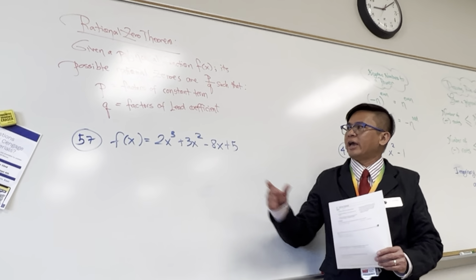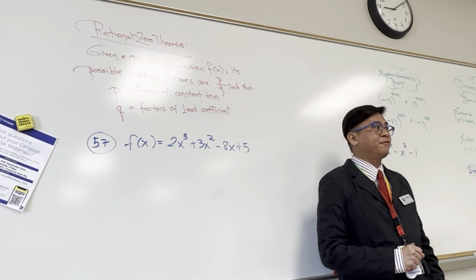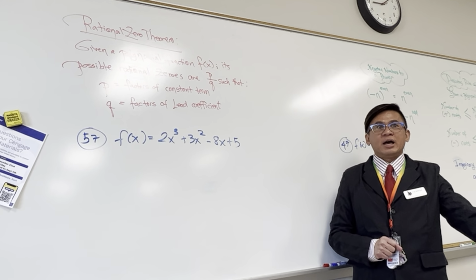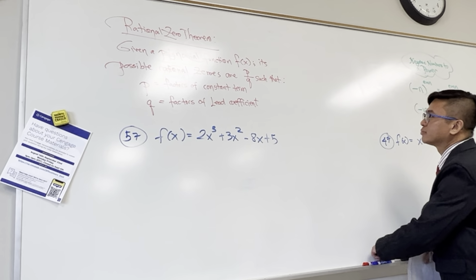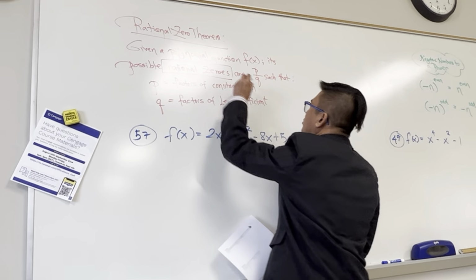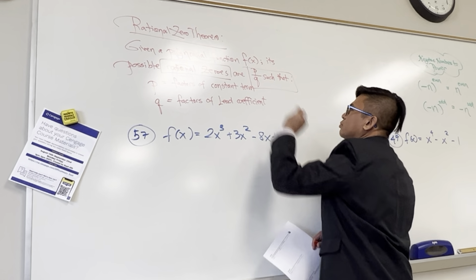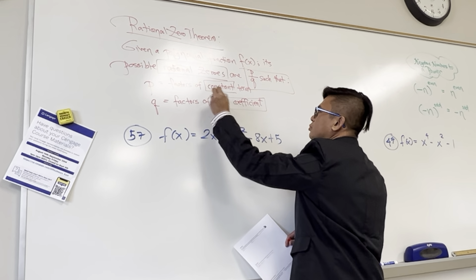Theorem in here, and let's analyze how we can use that one for our number 57. Let's read it first. Cecilia, go ahead. Given a polynomial function f of x, its possible rational zeros are p over q, such that p equals the factors of the constant term, and q equals the factors of the lead coefficient.